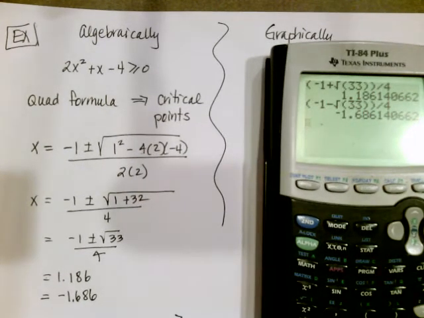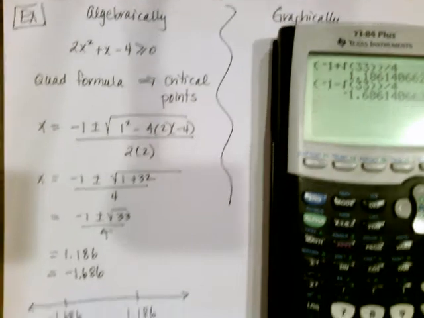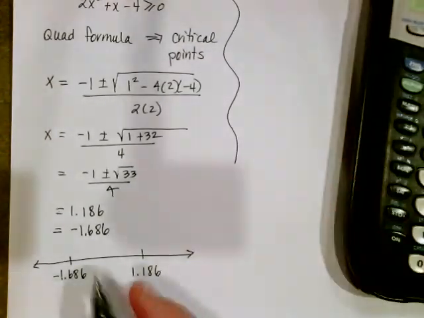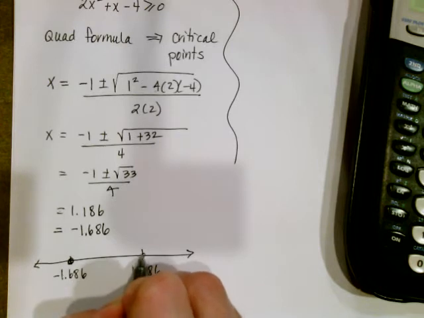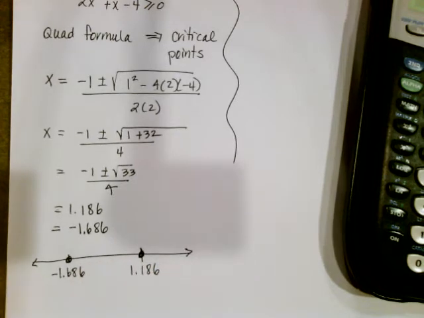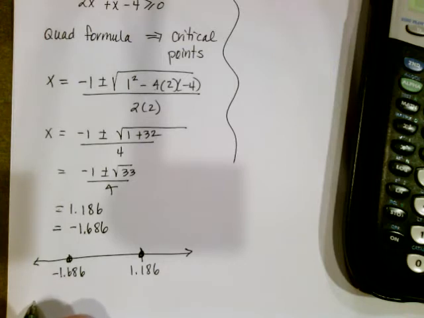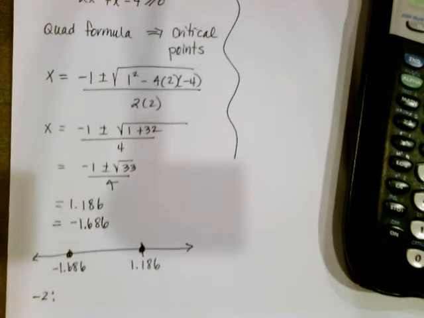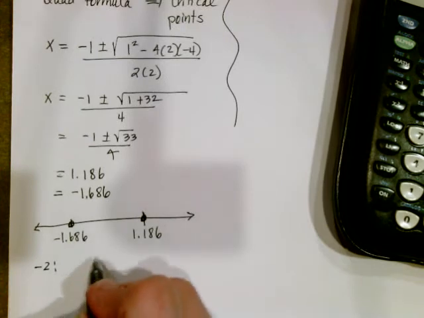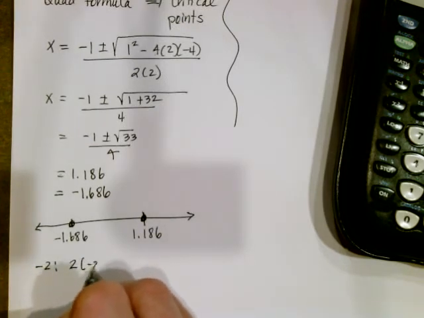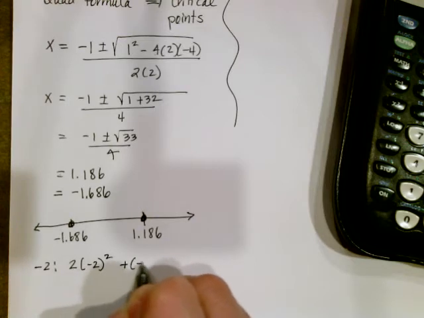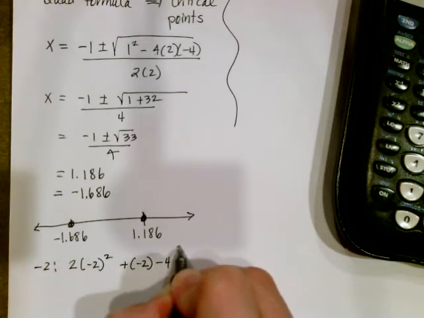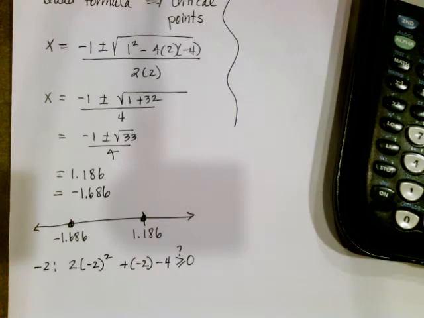So if I were doing this algebraically, I would put those numbers on my graph. This would be the negative 1.686. This is the 1.186. It says greater than or equal to in this particular problem, so that means there's a closed circle on each of my two critical points, and I'm going to test values. So I'm going to let x equal negative 2, and I'm going to substitute it back into the original equation. So there's 2 times negative 2 squared plus negative 2 and then minus 4, and I want to know, is that greater than or equal to 0?